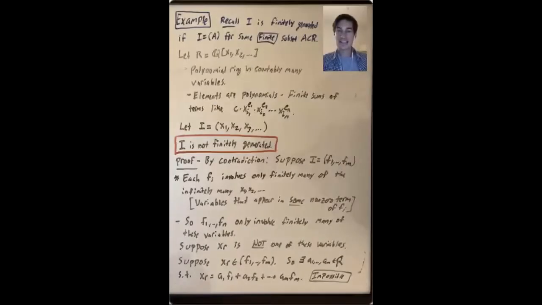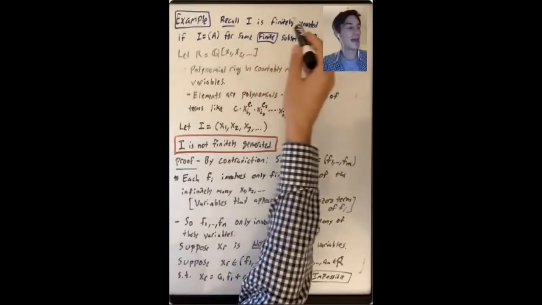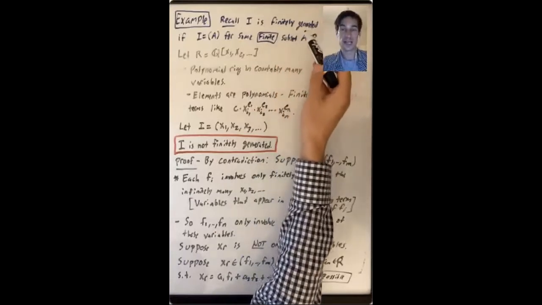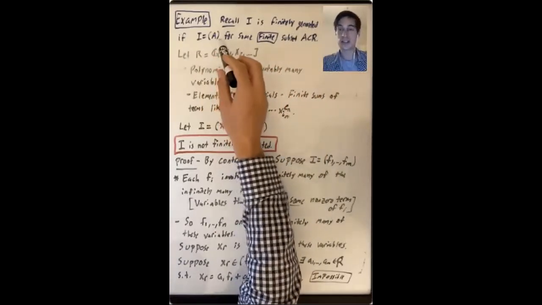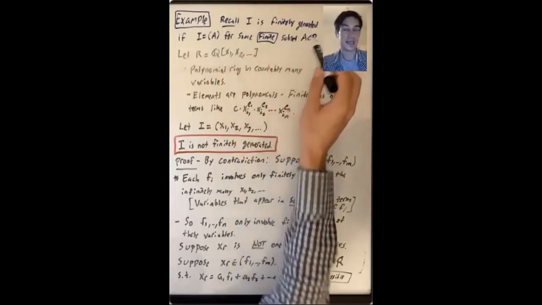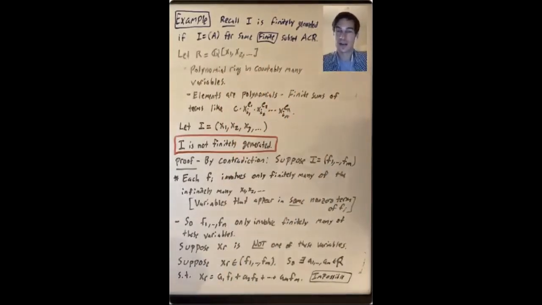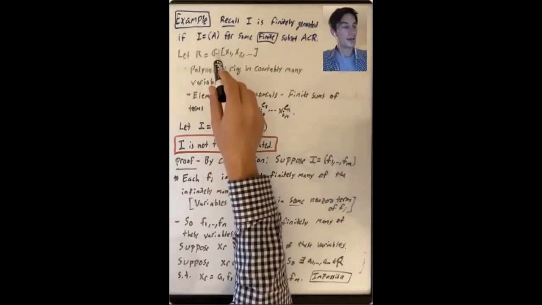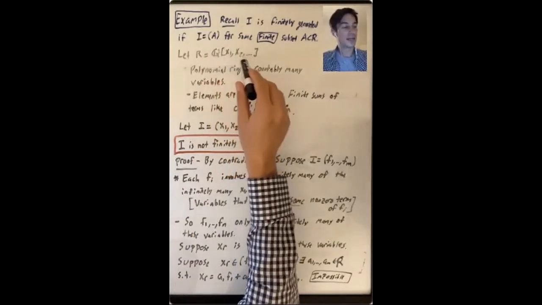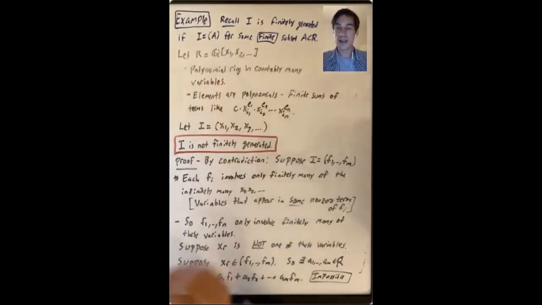For the last example of this lecture, let's recall that an ideal I of R is finitely generated if I is equal to the ideal generated by A for some finite subset A of R. So let's take R to be equal to Q adjoin x1, x2, x3, and so on. It's a polynomial ring in infinitely many variables.